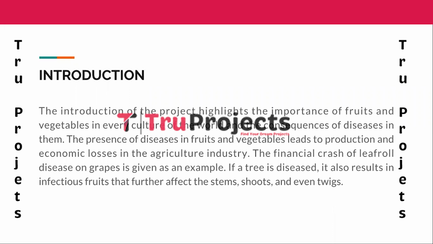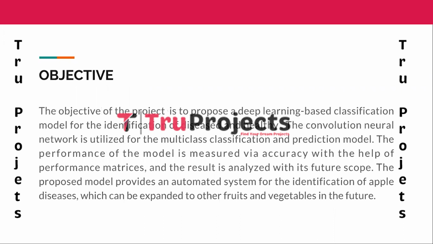Furthermore, if a tree is infected, it leads to the spread of infected fruits, which in turn affects the stem, shoot, and even smaller branches. The objective of this project is to suggest a classification model based on deep learning that can differentiate between diseased and healthy fruits.